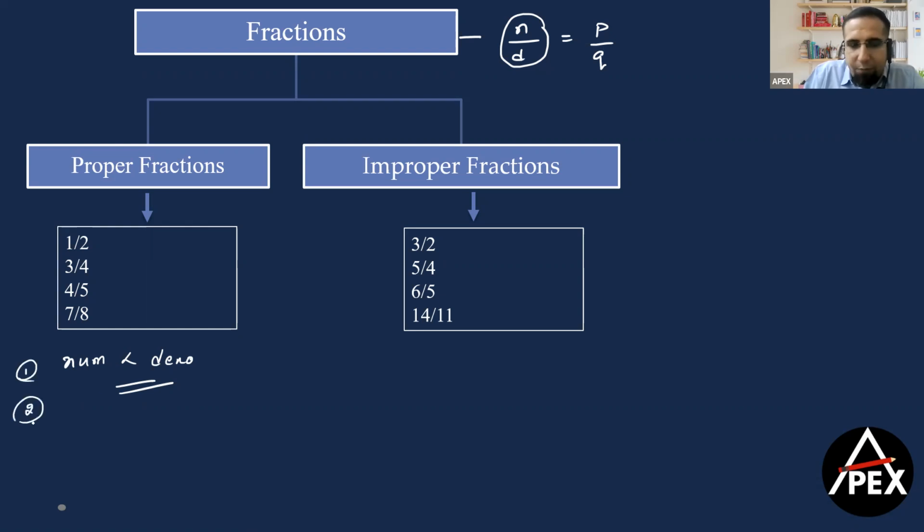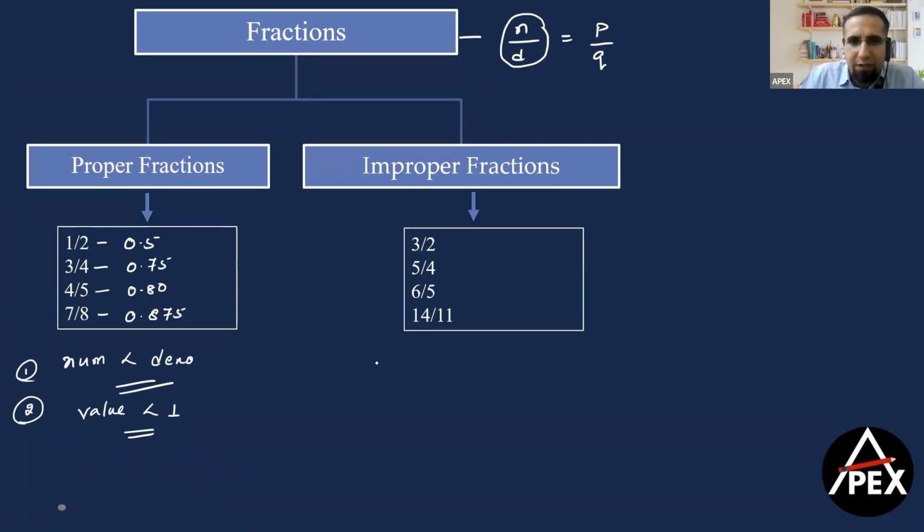The second identification point is that if the numerator is less than the denominator, then the value of the fraction is always less than 1. So we have examples like 1 by 2, 3 by 4, 4 by 5, 7 by 8. All these values are less than 1. 1 by 2 is 0.5, 3 by 4 is 0.75, 4 by 5 is 0.80, and 7 by 8 would be 0.875.